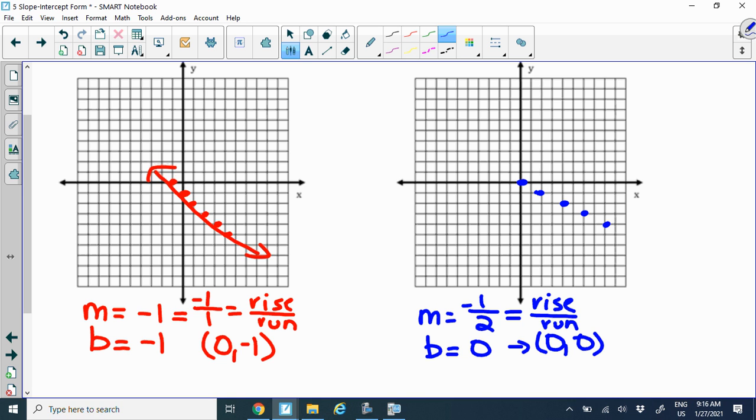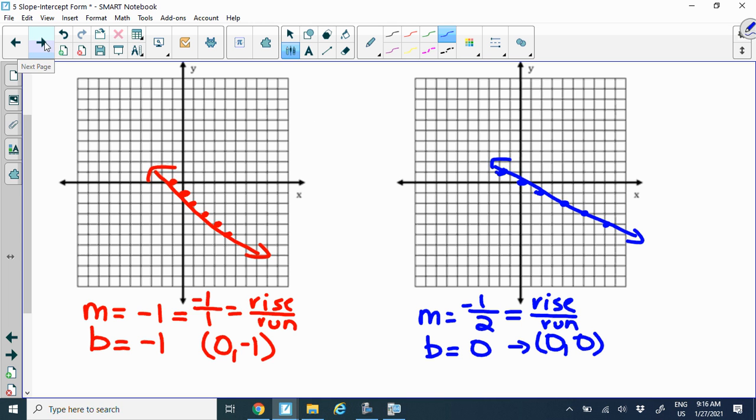Now let's say I wanted to go backwards. Well, instead of going down 1, I can go up 1. And then instead of going to the right, I can go left 2. And that's going to finish off that line there. Now don't forget, connect your points. There you go. And have arrows.